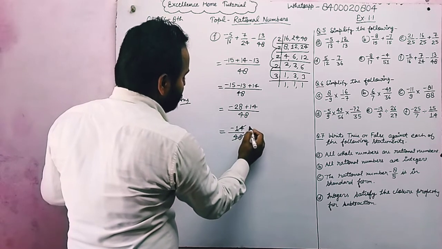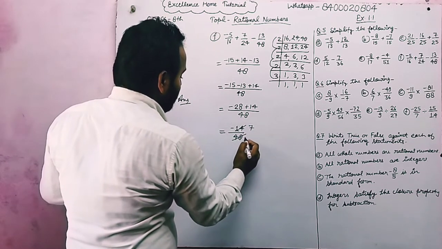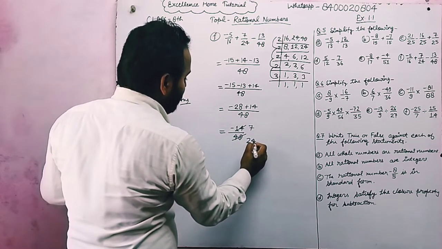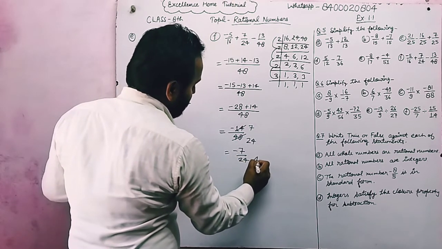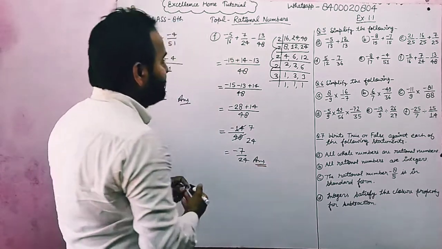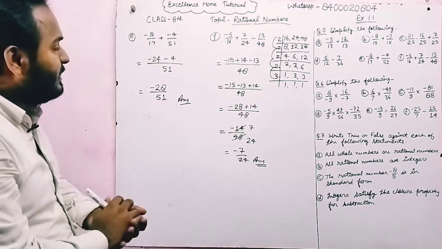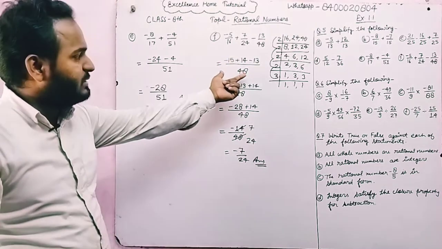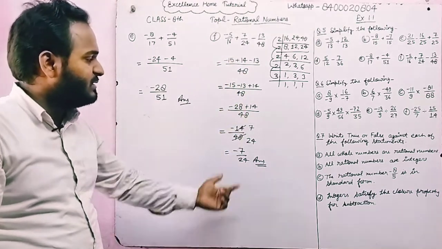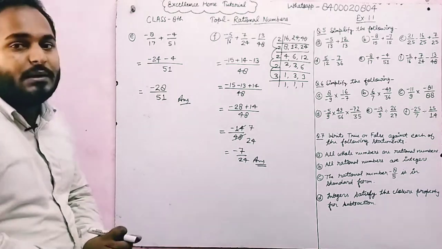So cancel out: 2 times 7 is 14, 2 times 24 is 48. So minus 7 by 24 is our answer. It's very simple. Only take the LCM. After that, solve the questions according to the LCM and add or subtract these numbers. So this is the answer.